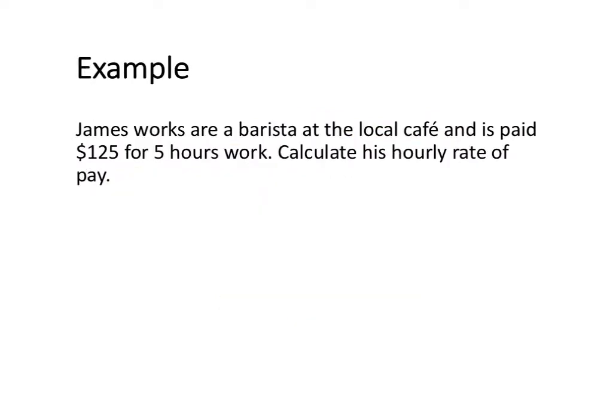So in our first example, James works as a barista at the local cafe and is paid $125 for 5 hours work. And we want to calculate his hourly rate of pay. So looking at the information in the question, we know that James earns $125 per 5 hours of work. So we can use this information to write a rate. So James's pay rate is going to be equal to $125 per 5 hours.